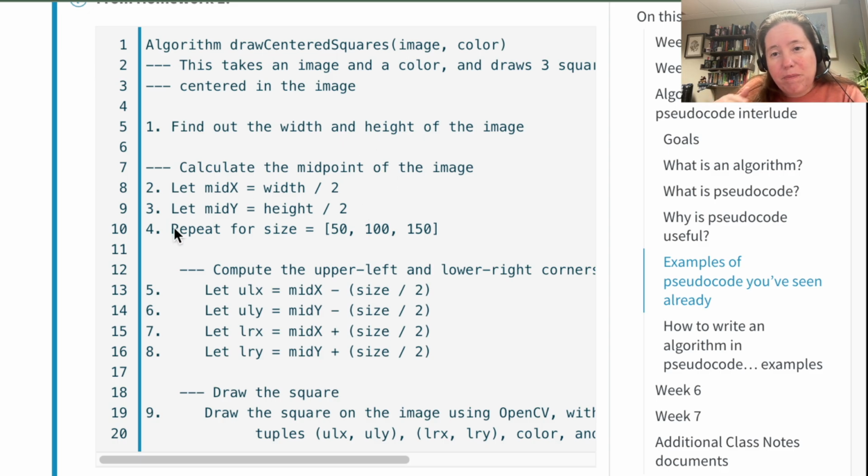We need to do something 3 times, so I chose to do this with a loop. So I say repeat for size equals 50, 100, 150. Now notice this is getting a little bit like programming language notation. I could have written this more in an English-like form, but sometimes the programming notation is just more compact, and so if I don't think it's going to be too confusing, I'll do it this way. But this might be a little confusing, so maybe I could have phrased this a little more abstractly.